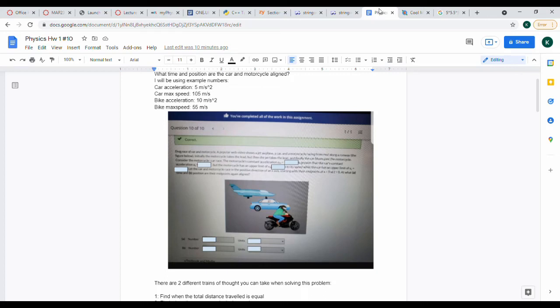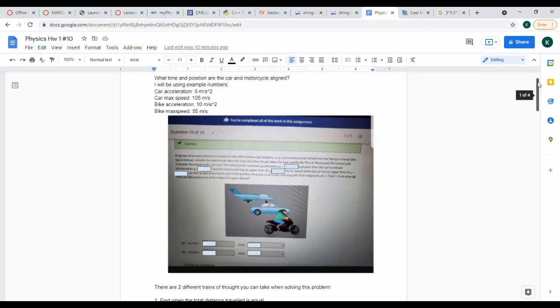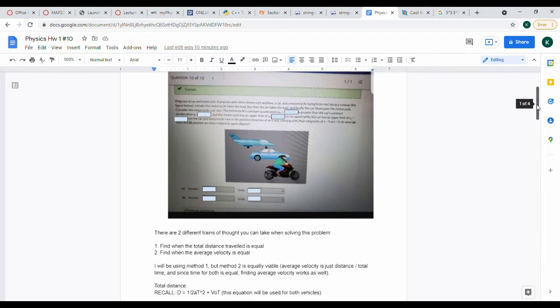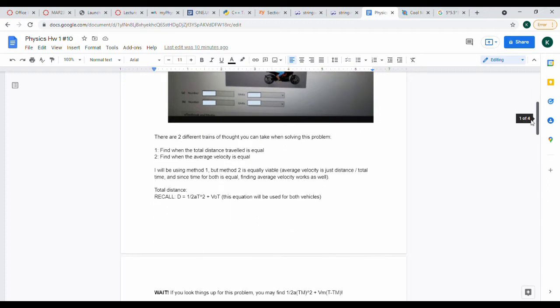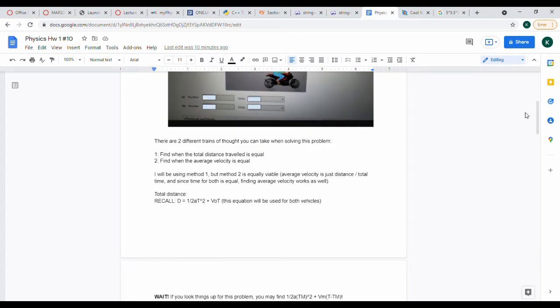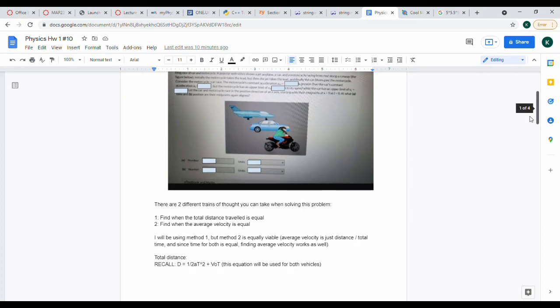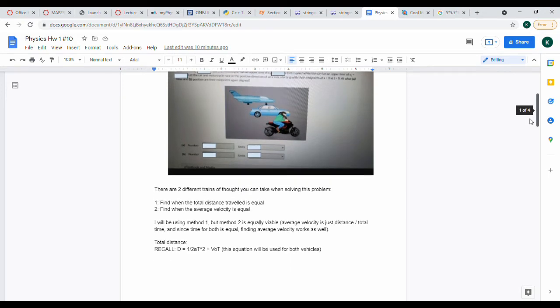Alright, I'm going to be going over number 10, homework 1, and I'll be using fictional numbers, random numbers I made up for this. There are two valid ways of trying to solve this. You either try to find out when the car and the motorcycle travel the same distance, or when their average velocity is the same. Both are fine, but I'm going to find when the car and the motorcycle travel the same distance. Because if we find that, we can find the position, and we can find the time. It's pretty simple.